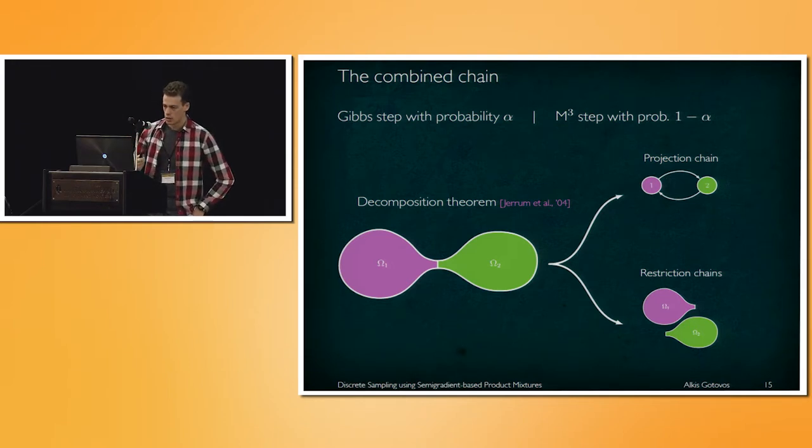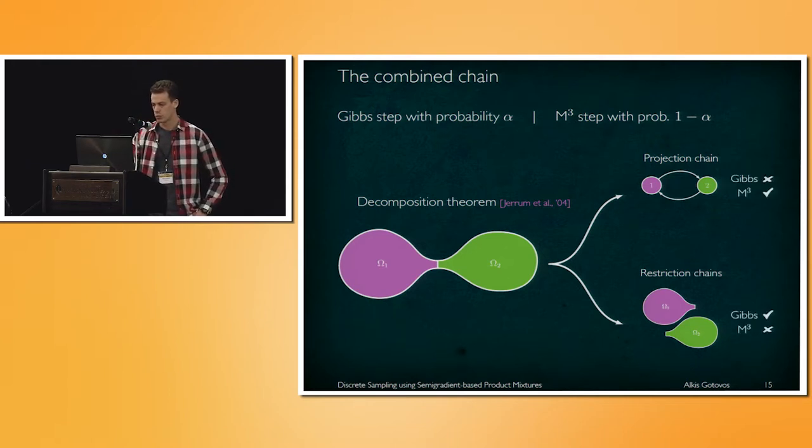Okay? And now, what we would expect here is that the Gibbs sampler would be bad for the projection chain because it has this problem going between one part and the other, but hopefully our global sampler will be good for that because it just jumps around without caring about where you are at each point. On the other hand, on the restriction chains, the Gibbs sampler will probably do well because there are no bottlenecks there, but our sampler, because it doesn't approximate the distribution well everywhere, might not be that good in each of those parts.